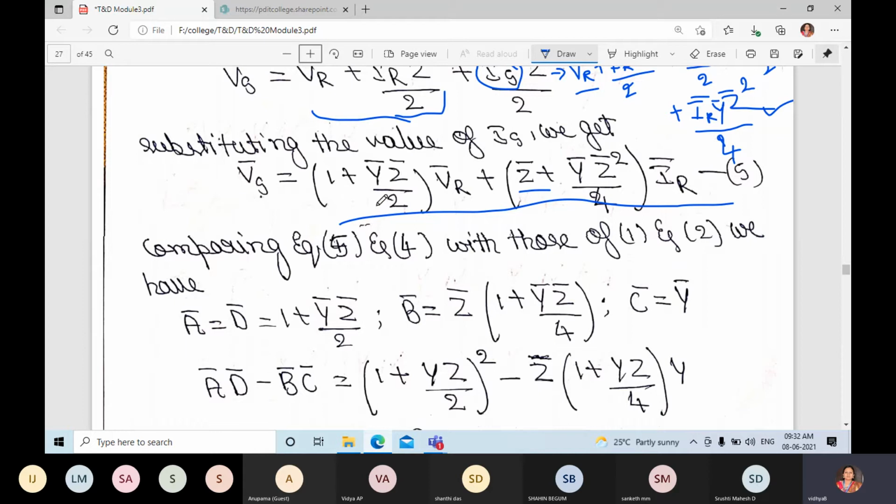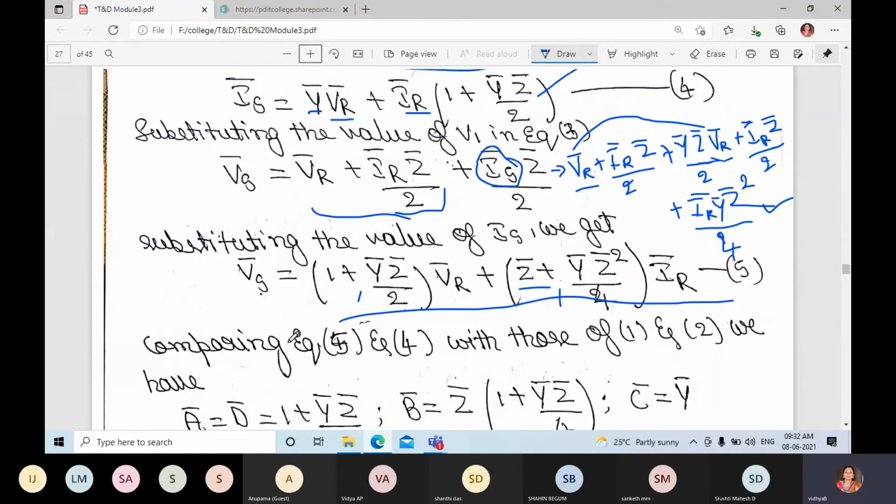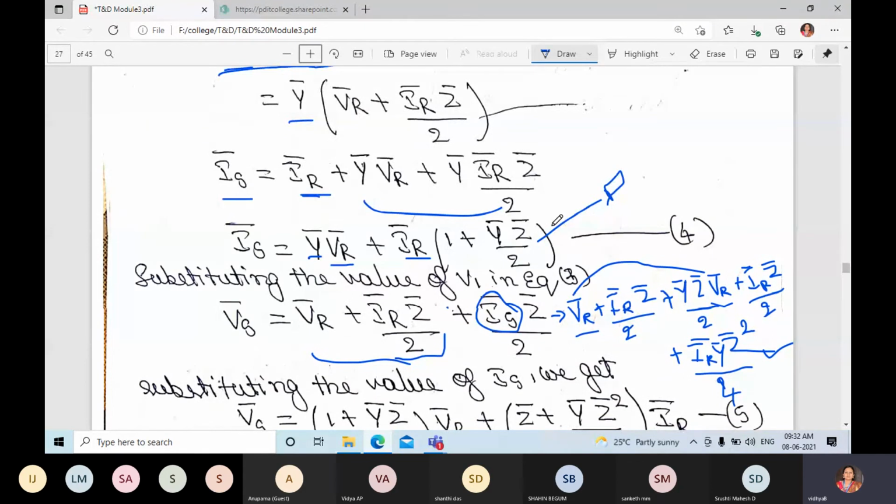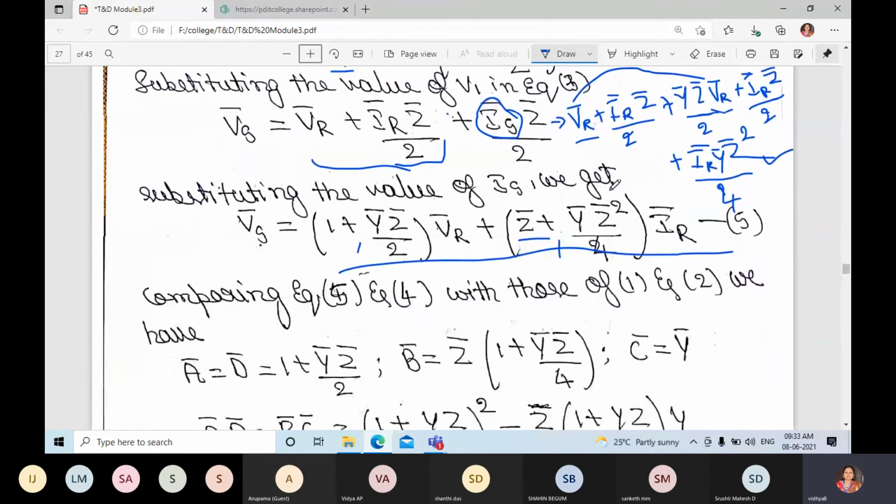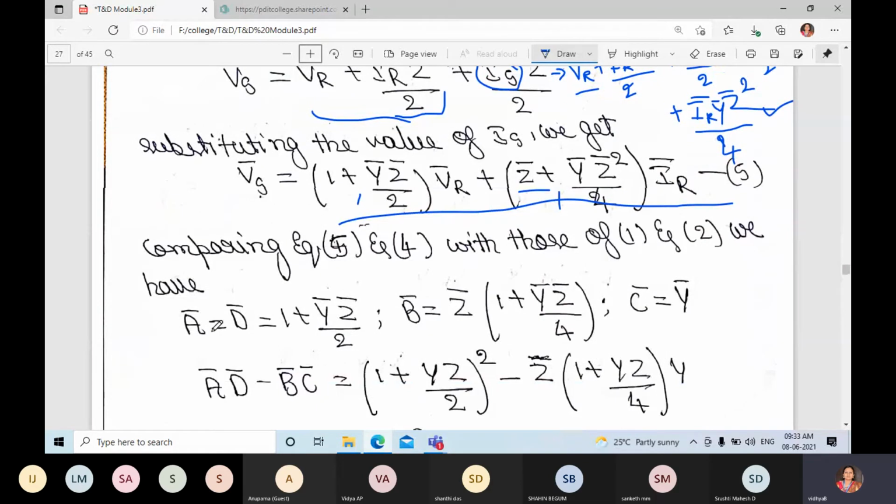Vs vector is equal to A into VR plus B into IR. Then this is the value of A and this is the value of B. So A is equal to 1 plus Y vector Z vector divided by 2. A is always equal to D. If you observe, the same value you will get. If we have made a mistake, you will come to know in the end, because A vector is equal to D vector, they should be the same value. B vector is equal to Z vector plus Y into Z square divided by 4, and C vector is equal to Y vector.